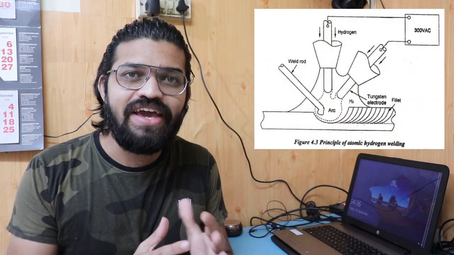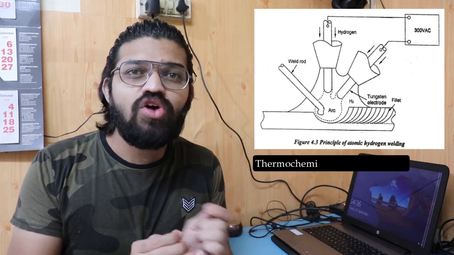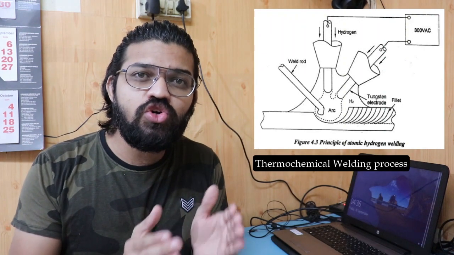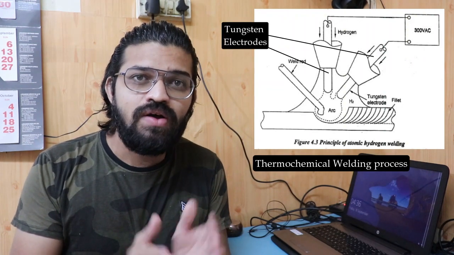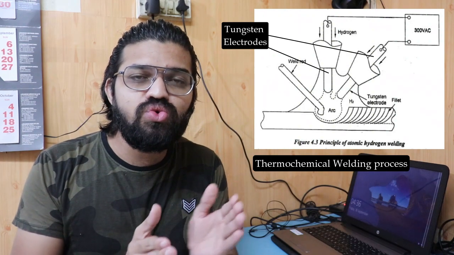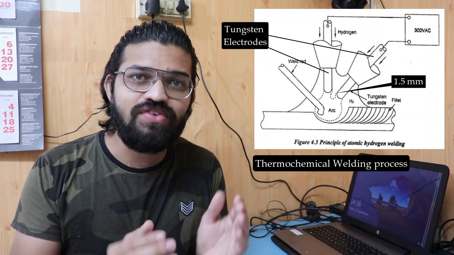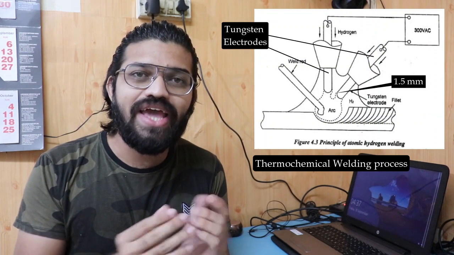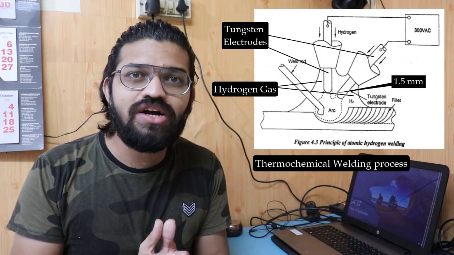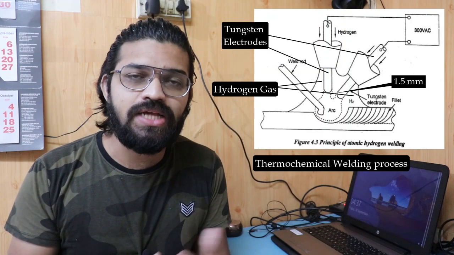Atomic hydrogen welding, typically referred to as AHW, is a thermochemical welding process in which two tungsten electrodes are used. An arc is produced between these two tungsten electrodes, and a distance of around 1.5 mm is maintained between them. Hydrogen gas is passed between these two tungsten electrodes from a hydrogen cylinder.